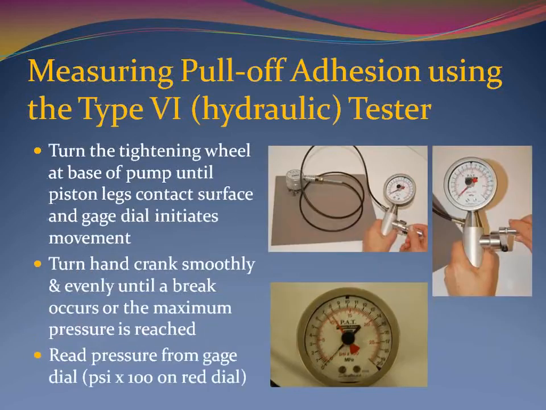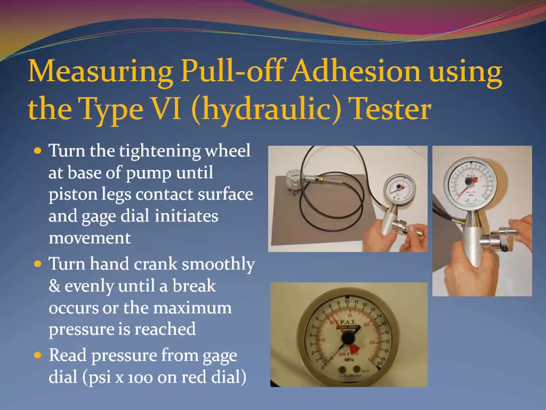Turn the tightening wheel at the base of the pump until all 4 of the piston legs on the testing head are fully in contact with the coated test surface and the pointer on the gauge dial begins to move slightly. Turn the hand crank smoothly and evenly until the desired pressure is reached or until the coating fractures.